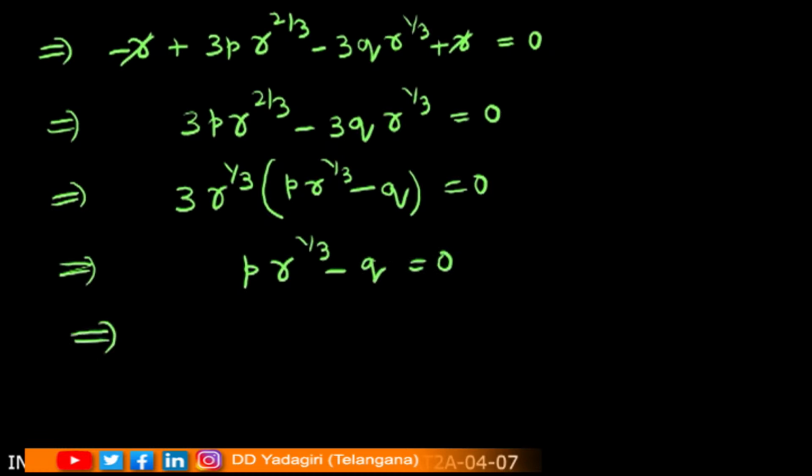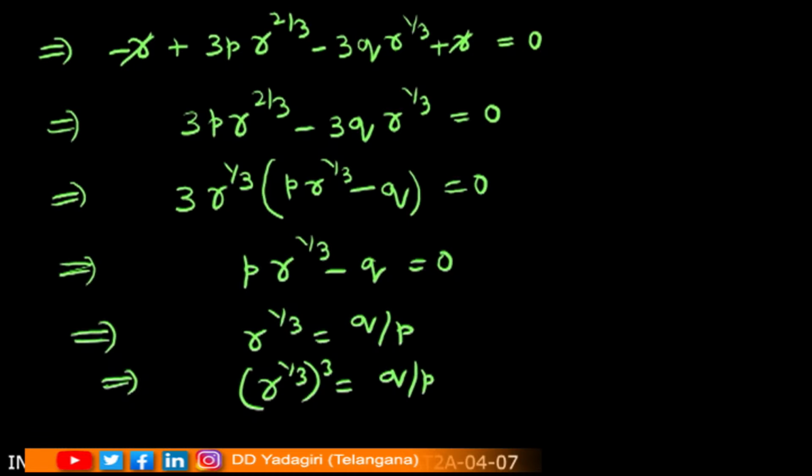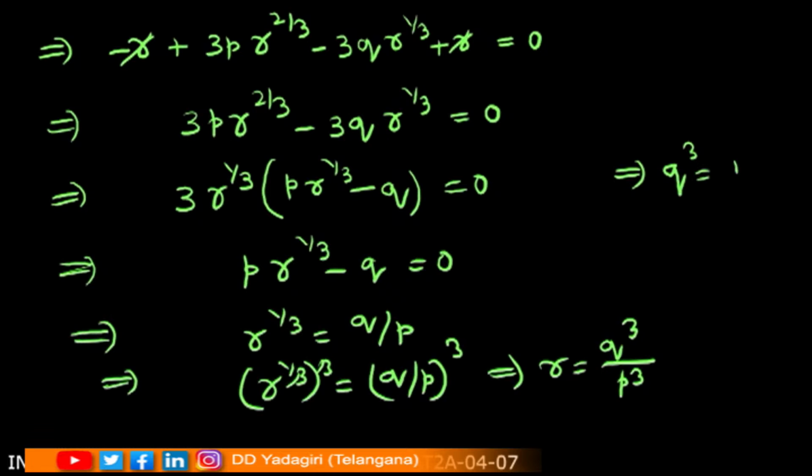This implies r to the power of 1 by 3 is equal to q by p. This implies r to the power of 1 by 3 whole cube is equal to q by p whole cube, which implies r is equal to q cube by p cube, which implies q cube is equal to p cube r. This is what we need.